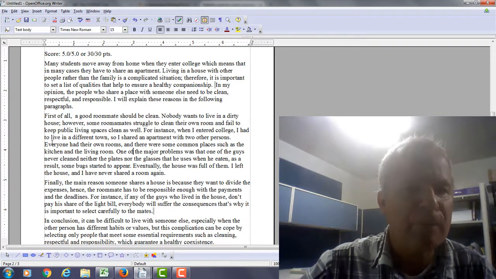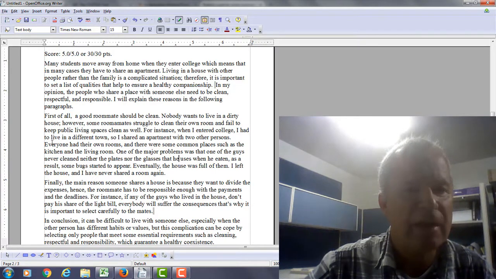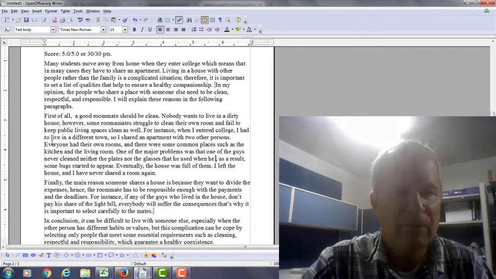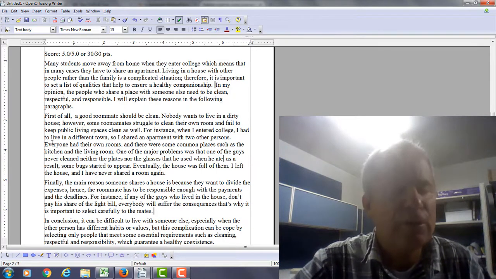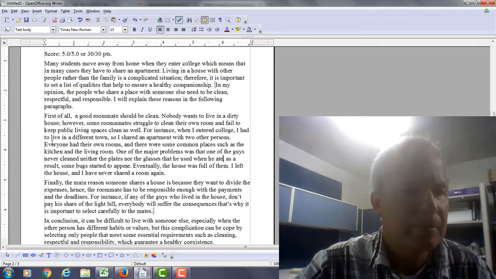One of the major problems was that one of the guys never cleaned neither the plates nor the glasses. Okay, that's good parallelism there. Neither plates nor glasses that he used when he ate. Be careful. You have eat, ate, eaten. So you're using the past participle form of the verb when you should be using the simple past form of the verb.